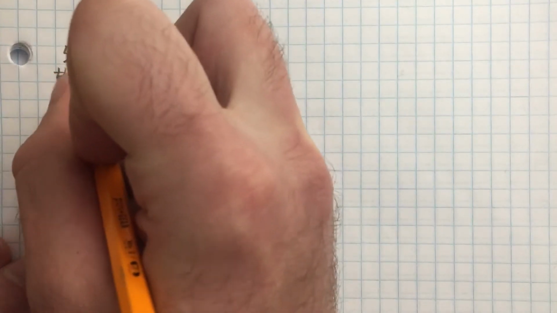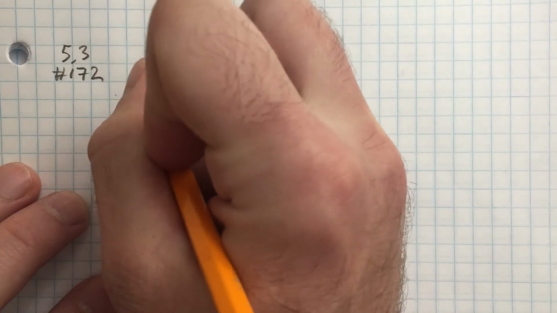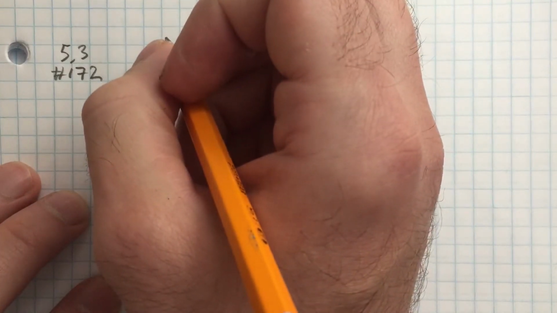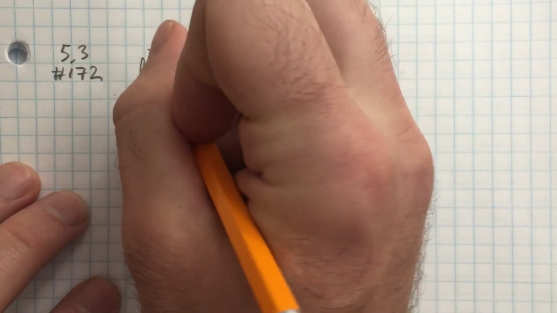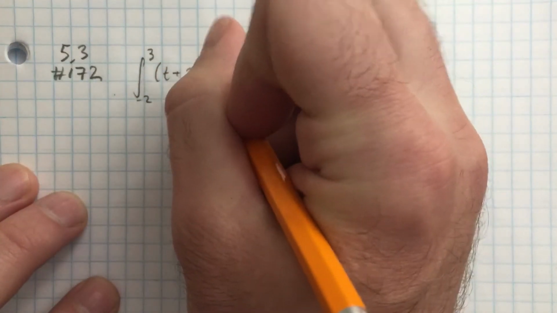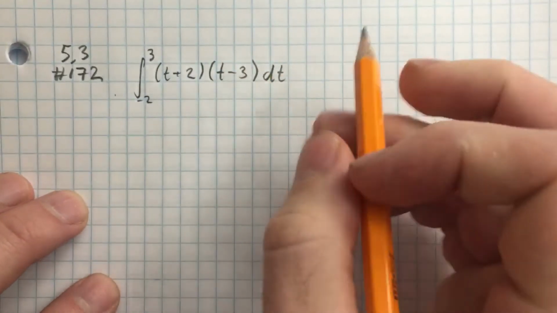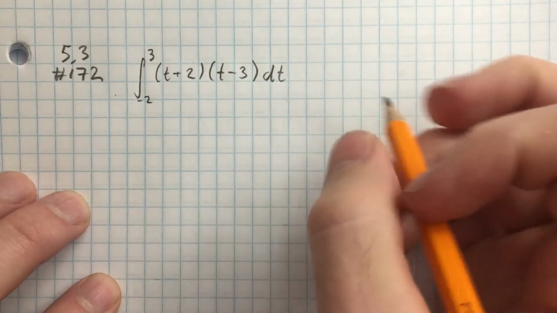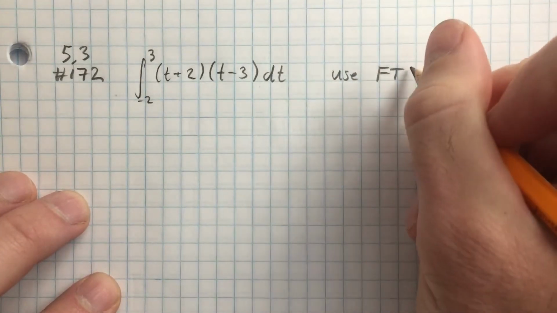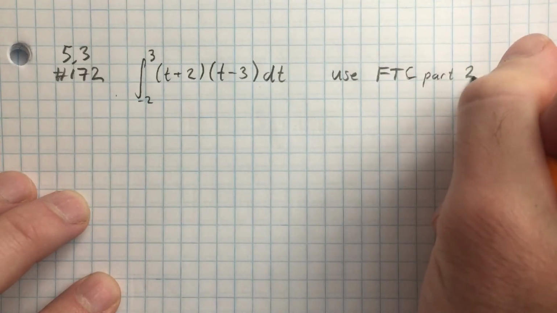5.3, number 172. We have the definite integral from -2 to 3 of (t plus 2) times (t minus 3) dt. It doesn't have to use x's or t's, the whole thing's the same. We're supposed to use, hope it's obvious from the way the formulas looked before, fundamental theorem of calculus, part 2.